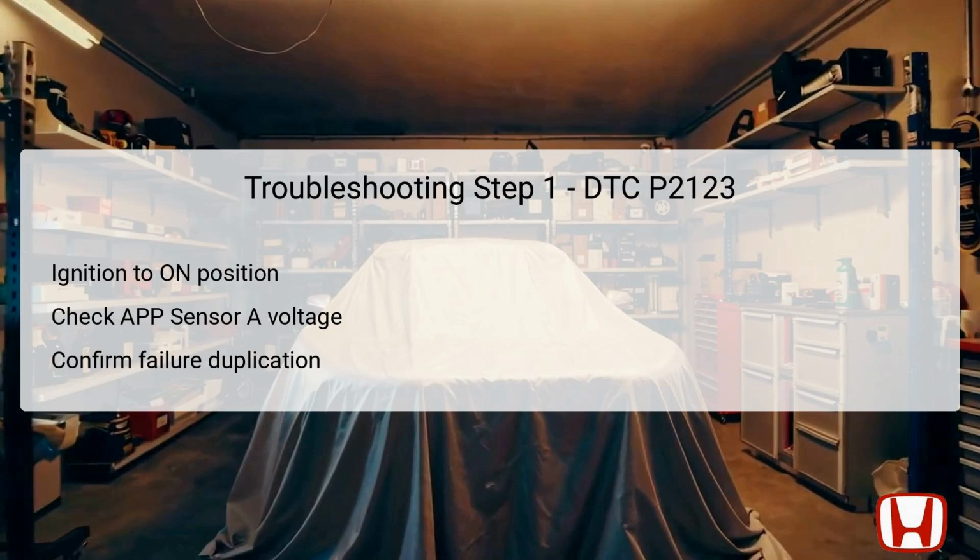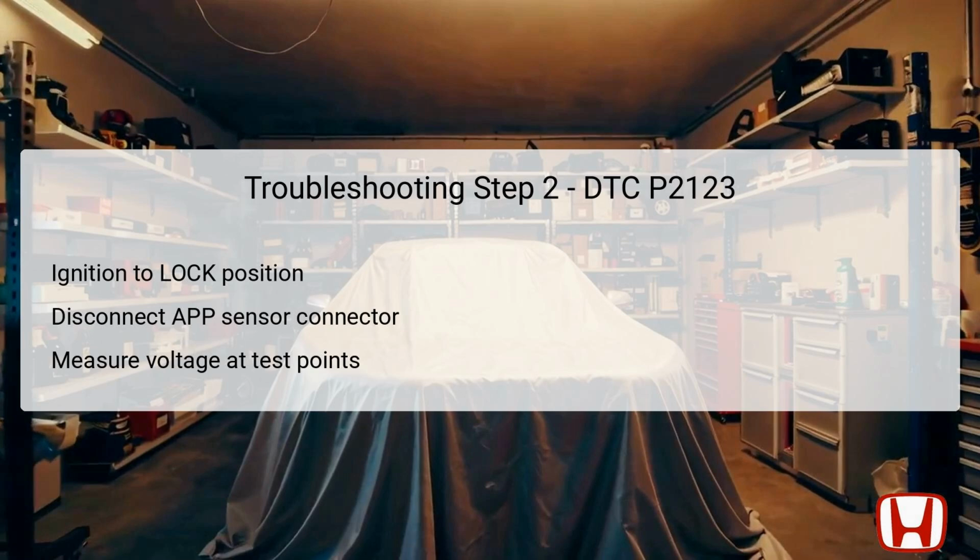If the reading confirms this voltage, it indicates that the failure can be duplicated, and you should proceed to step 2. However, if the reading does not meet this threshold, it suggests that the system is working intermittently or correctly at this moment. Therefore, you should check for poor connections or loose terminals at both the APP sensor and the ECM to ensure reliable operation.